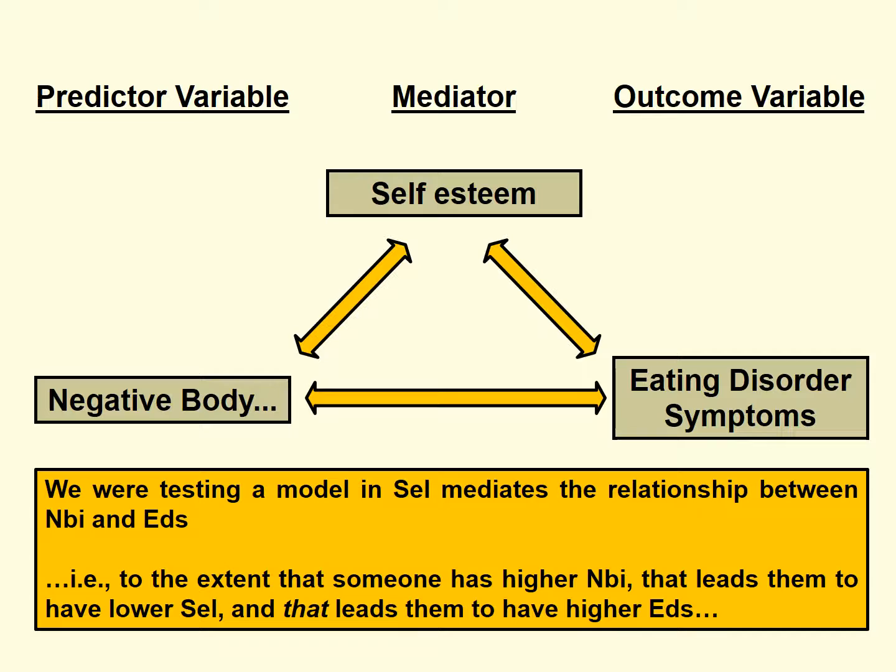So the example I used last time was based loosely on my understanding of eating disorder research, and the gist of it was negative body image is related to eating disorder symptoms, but some amount of that relationship occurs through or via changes in self-esteem. So to the extent that someone has a higher negative body image, they dislike their body shape or size more, that leads them to have lower self-esteem, and that's what leads them to have higher eating disorder symptoms. Now, I don't make any claims as to that being actually true. That's just the scenario I set up when I created some fake data to illustrate this example.